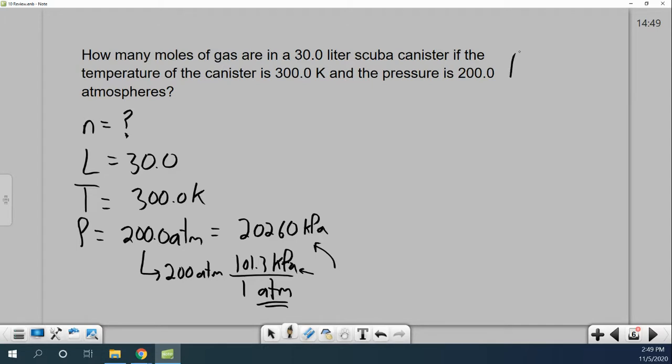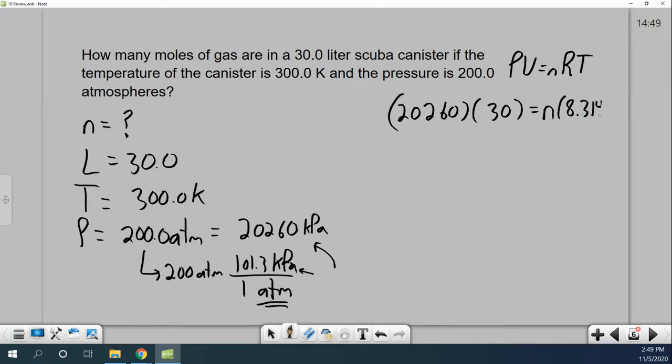PV is nRT. So pressure, 202.60. Volume, 30.0 liters. Equals the number of moles, which I don't know, times 8.314, because R is always 8.314. And the temperature was 300 Kelvin. Oh, that's an ugly 300. Let's try that again. All right.